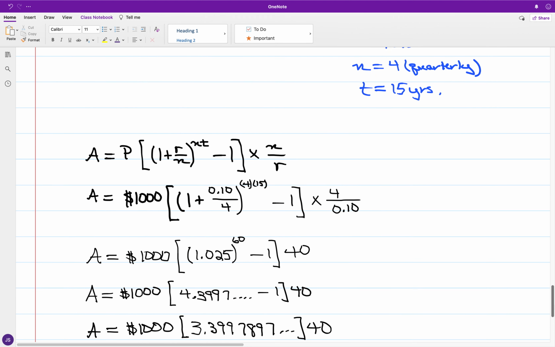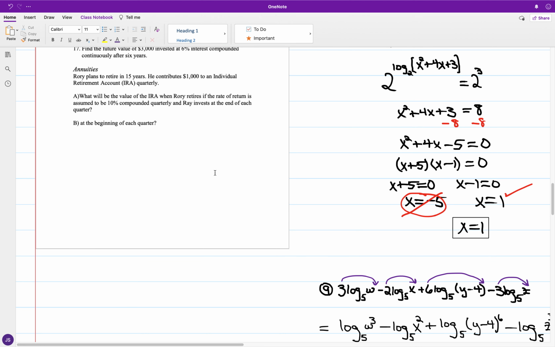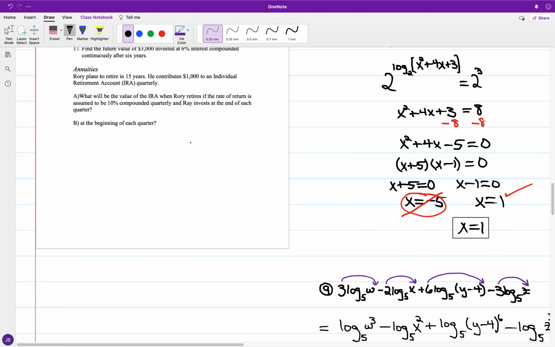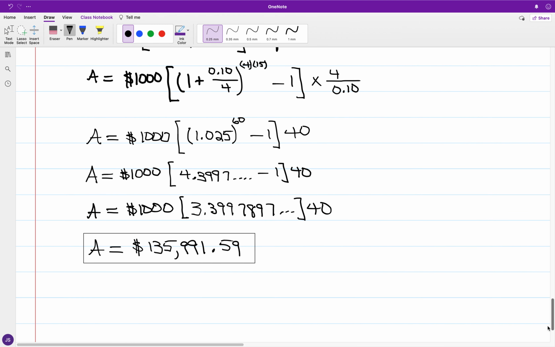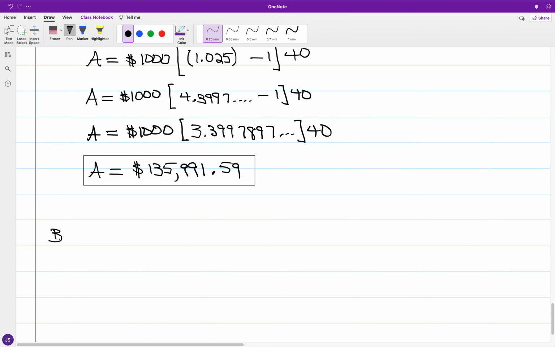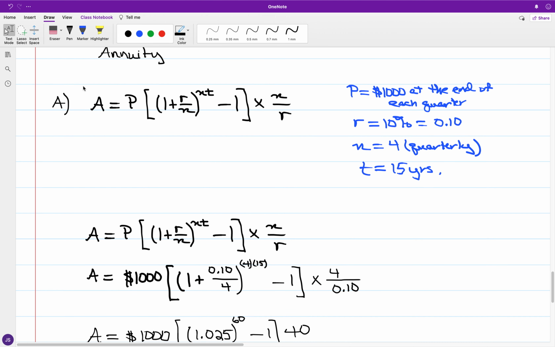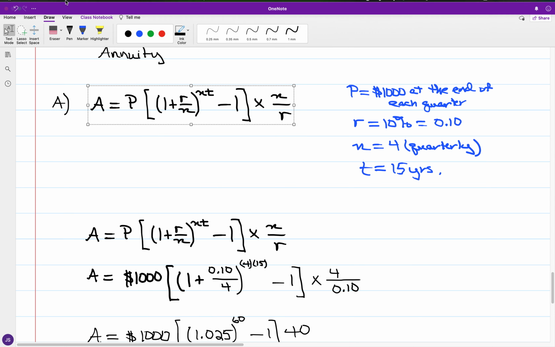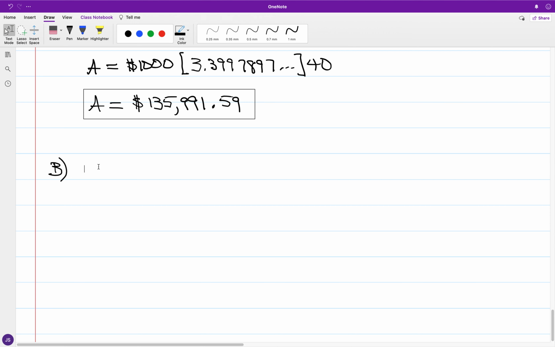And again, for the other portion, if Rory happened to make $1,000 in recurring deposits at the beginning of each quarter as opposed to the end, this is going to be your theoretical maximum balance for this IRA. So again, you have just about all of the same ingredients, and just one small but key detail.